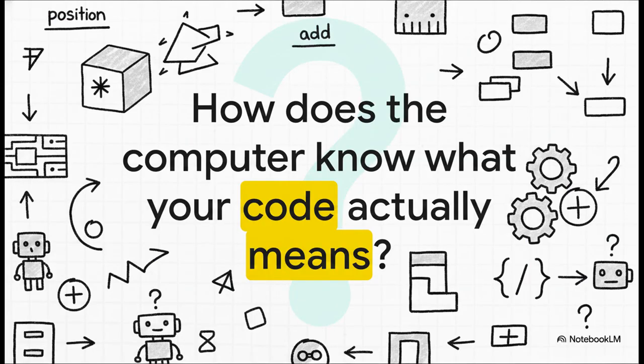So think about it. When you write a word like position or a symbol like a plus sign, how does the computer have any idea what you're talking about? It's not just reading text, right? It's trying to find the meaning behind it all. And that's the real mystery we're going to unravel together. How does our code translate our ideas into a language that a computer can actually understand?